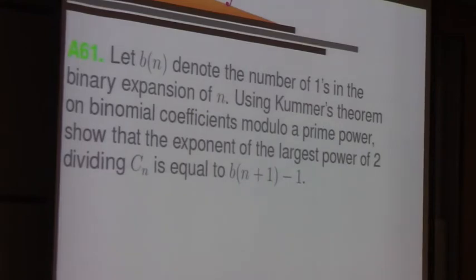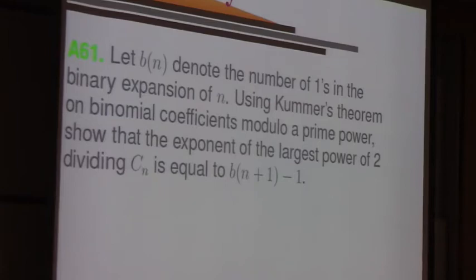Okay, so not much time left, but let's get away from the combinatorics of Catalan numbers and look a little bit at the number theory. I said there were 66 additional problems, which are these A problems.